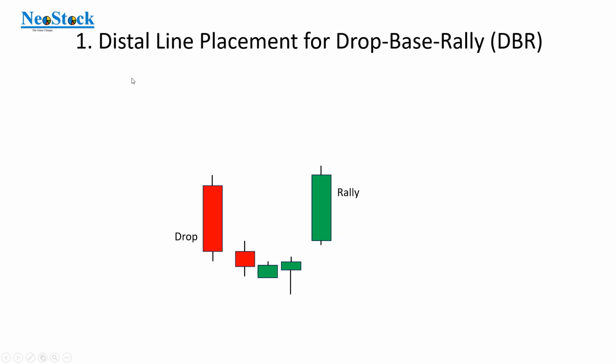Whatever rule I am specifying is only specific to the drop base rally pattern. Next you will be seeing the rally base rally pattern, and it will have a different rule. That's why I am clearly telling you that whatever rule I am showing here is applicable only for the drop base rally pattern, not for the other patterns. And these rules are for defining the distal line placement. So what is that rule?